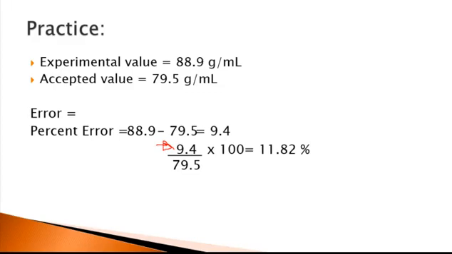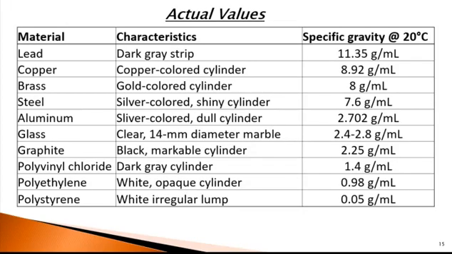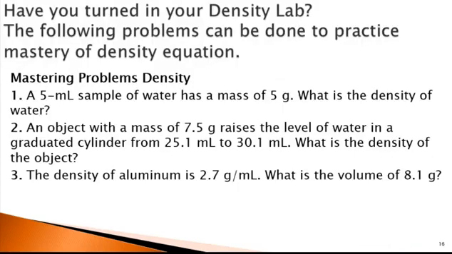All right, so after you do this lab, you're going to need to come back to this slide in the video or go to the PowerPoint that is in your Canvas to get the accepted values of the different items that are in your lab experiment. So these are the accepted densities of the items in this lab. When you're finished with this lab, you can check the mastery of your understanding by solving these three problems. You can pause the video and come back to the correct answers.